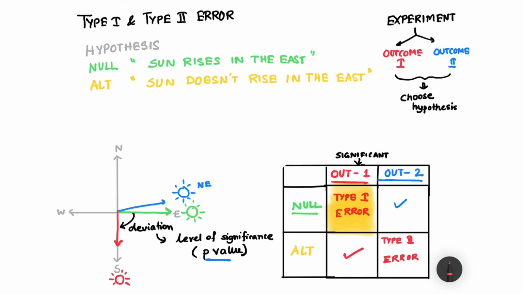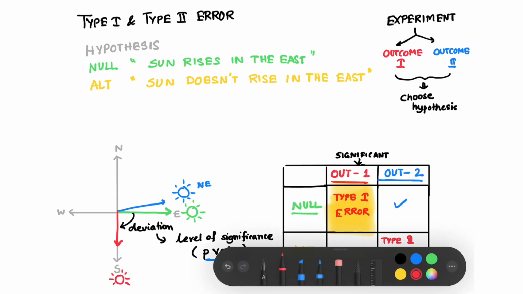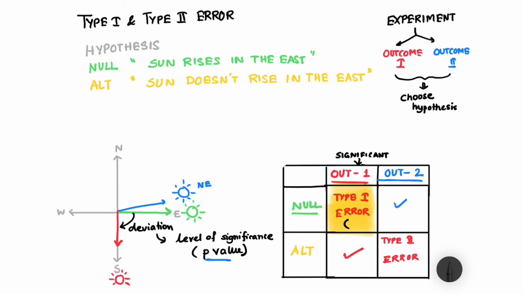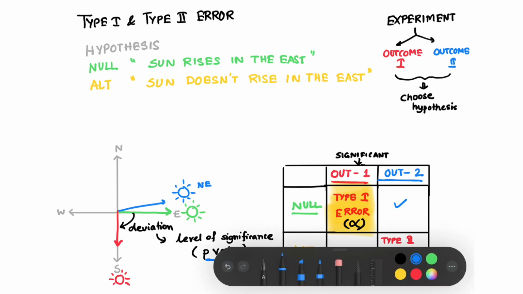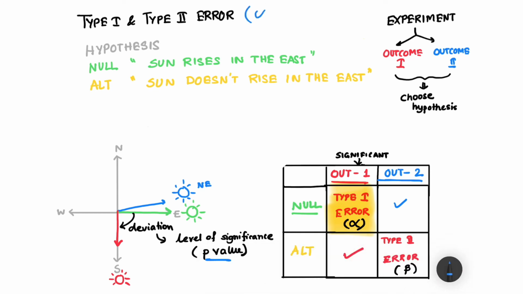Now in certain statistical textbooks you will see that the type 1 error is also known as the alpha error, and the type 2 error is called beta error, and hence type 1 error and type 2 error are also called alpha error and beta error, right? I hope this video makes your understanding of errors very clear.